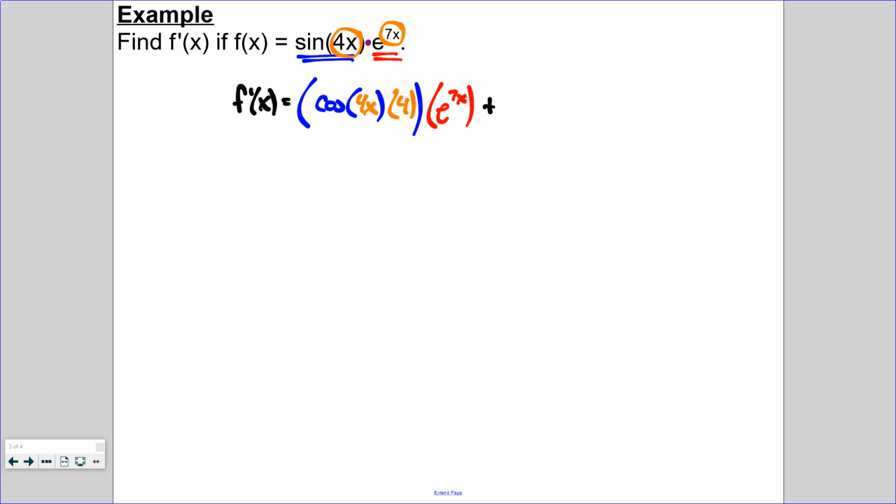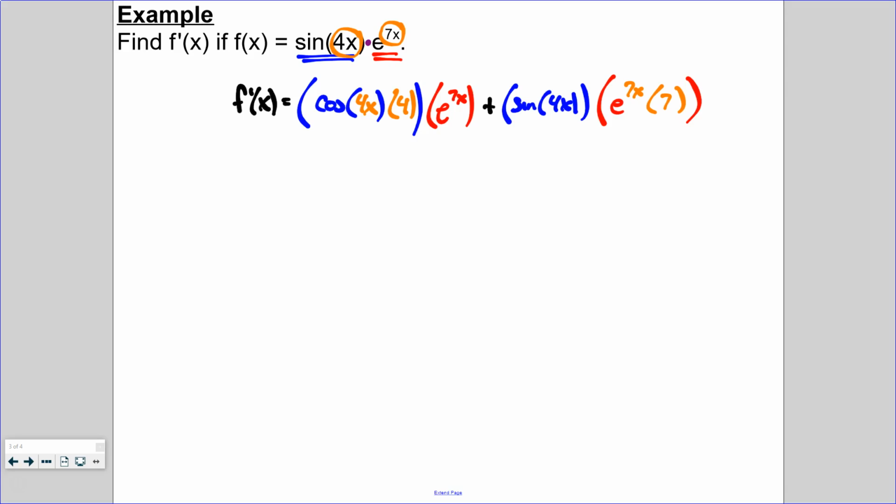Plus, we leave the first function alone, so that's just going to be sine of 4x times the derivative of the second function. Well, the derivative of e to the x is just e to the x. Then we're going to put the inside back in, so 7x. Then we're going to multiply by the derivative of 7x, which is 7. So the derivative has now been taken.